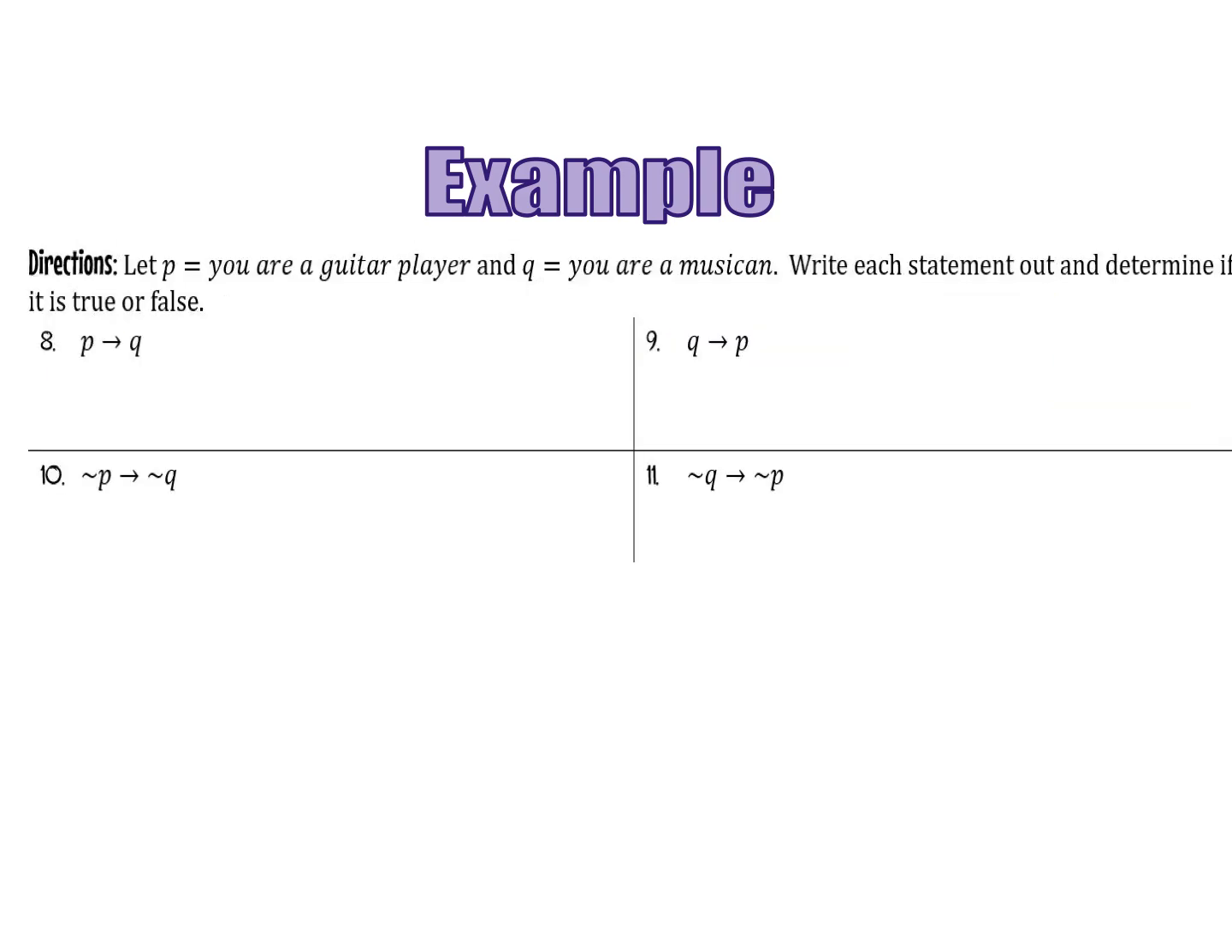Okay, for this set of examples, we are going to define our hypothesis, P, to be that you are a guitar player, and our conclusion, Q, to be that you are a musician. And for each of these examples, we're going to follow the notation. We're also going to identify from the table of vocabulary what we're being asked to do. So number 8 is actually just asking us to write the if-then statement. So this notation just means if P, then Q. So we're just going to write the if-then statement.